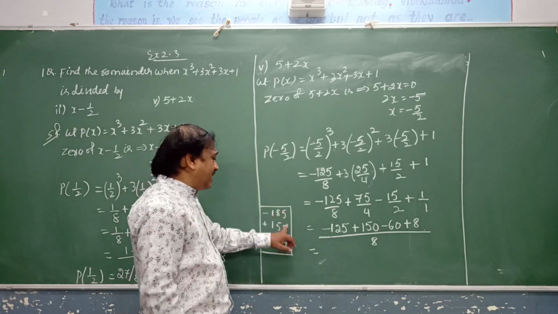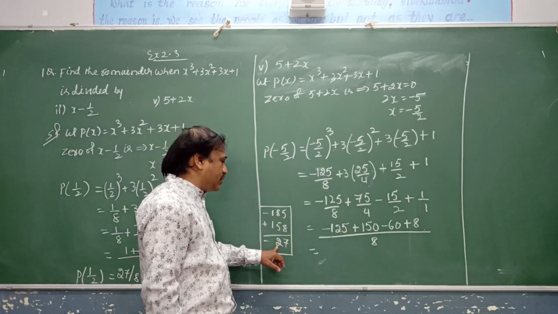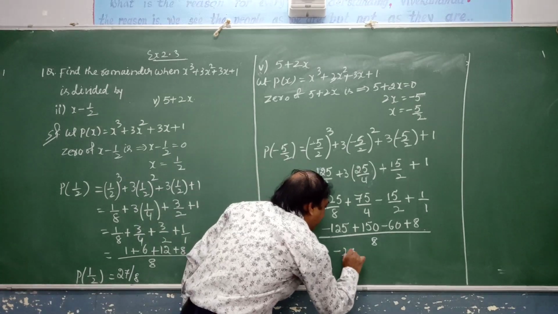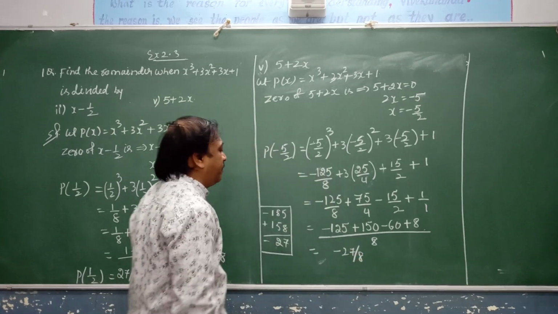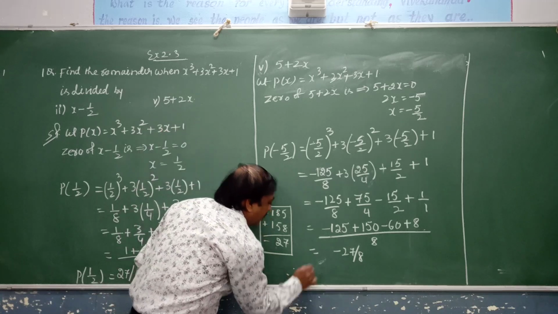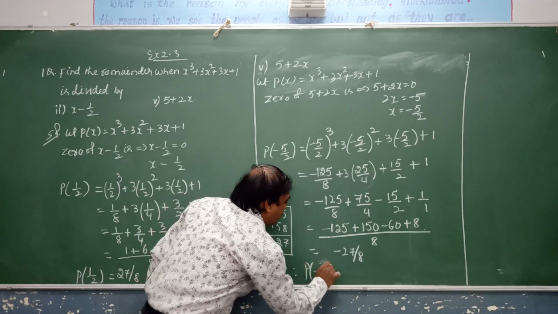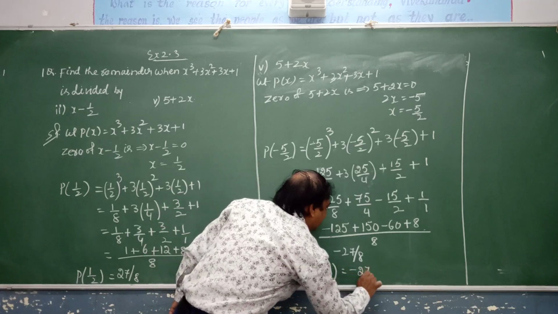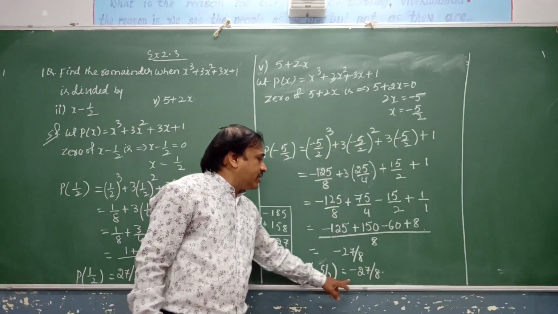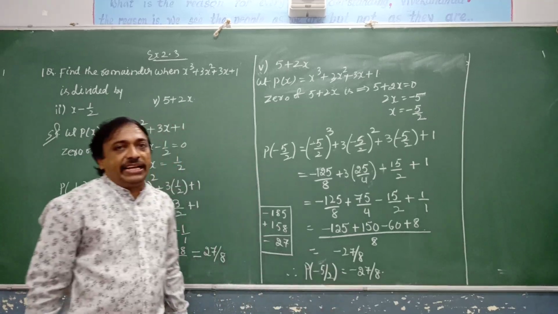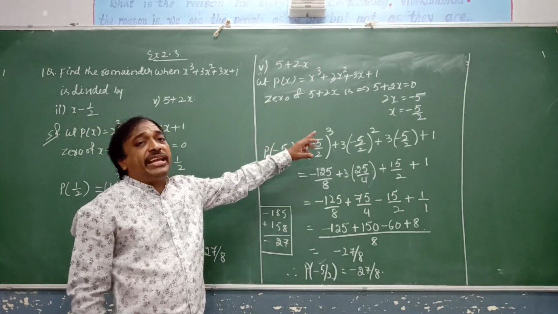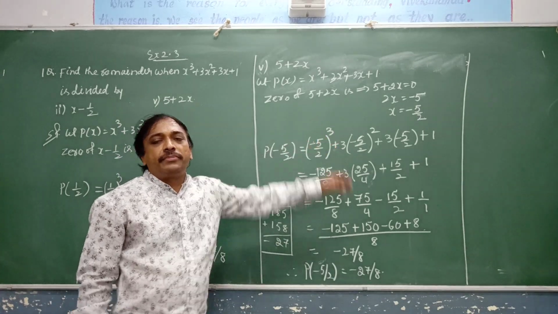So 15 minus 7, 8. 7 minus 5 is 2. So that is 27. Here also you are obtaining the same answer, minus 27 by 8. Therefore, p of minus 5 by 2 is equal to minus 27 by 8. I hope you understood how to obtain the remainder by using the remainder theorem.